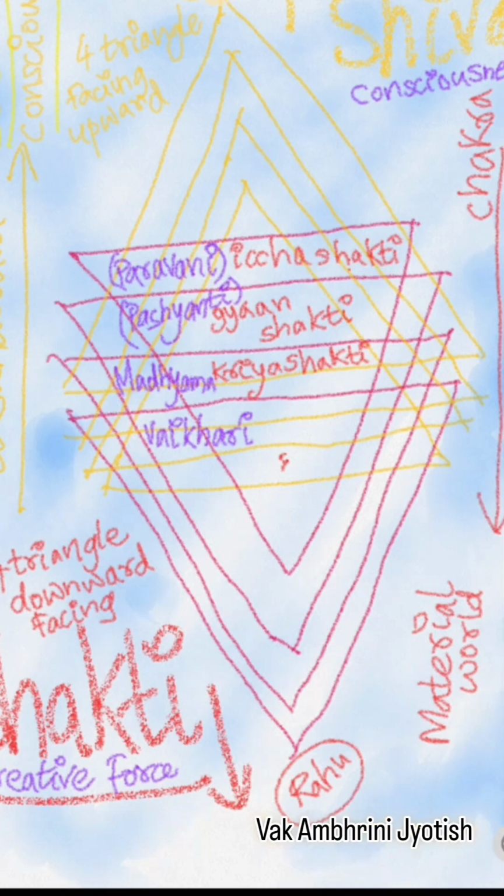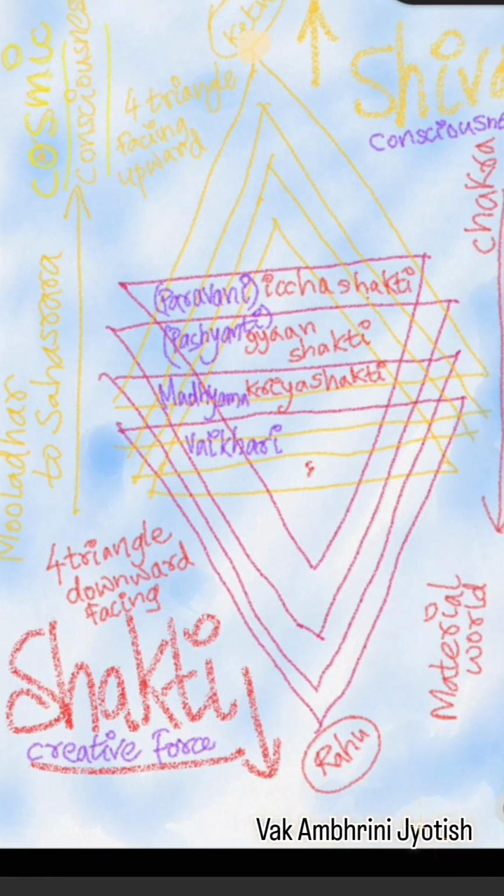So if you want to hold on to something in your life, if you want to attract wealth, this is downward facing triangles. If you want to move towards the material world, it is downward facing triangles. If you want to join with the cosmic consciousness, Shiva consciousness, that is upward facing triangles.